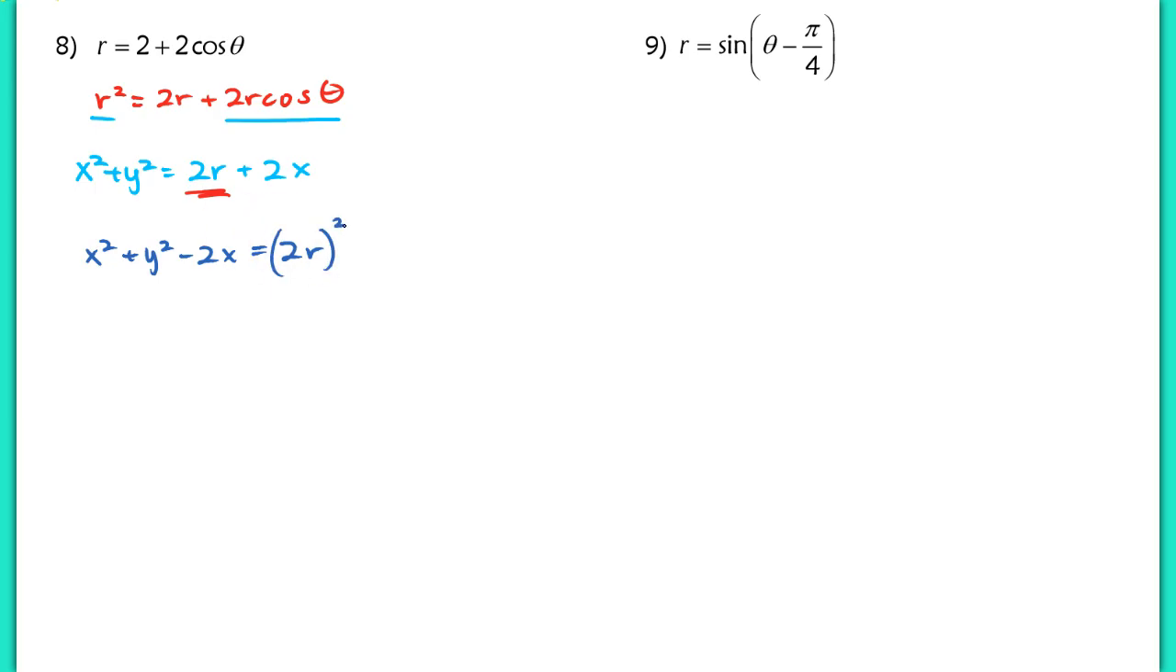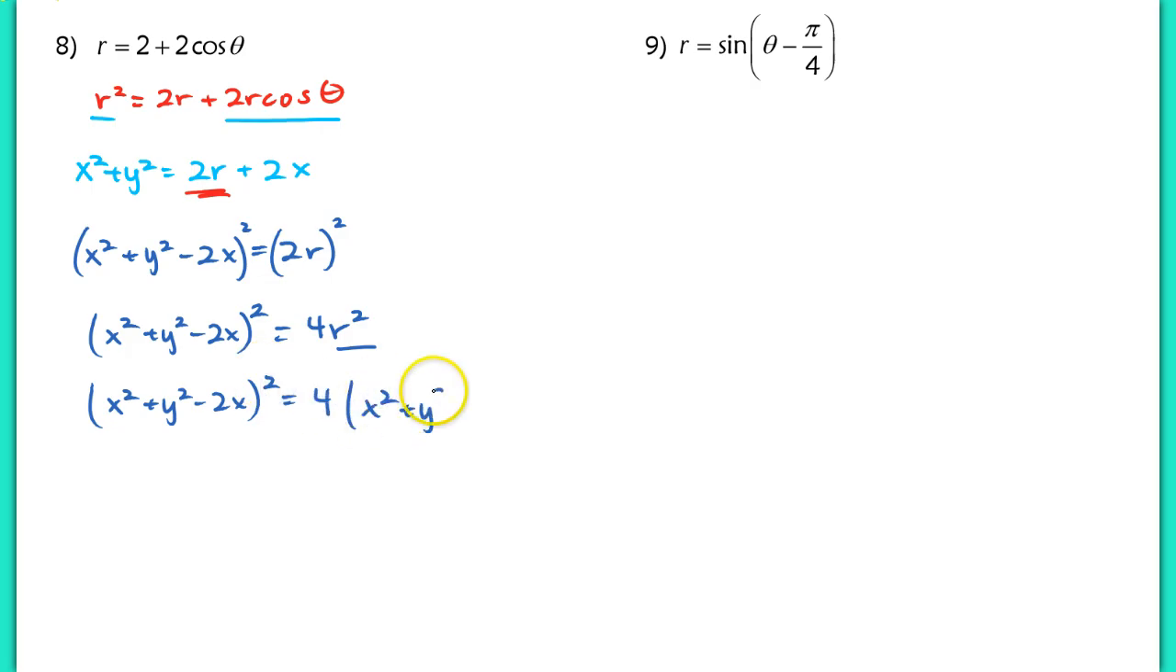Now obviously we can't do that on only one side of the equation, so I'm going to square both sides. Here I'm not going to bother multiplying out all those terms. I'm just going to leave it as x squared plus y squared minus 2x, the quantity squared. But on the right-hand side I'll write 4r squared. Now at this point I can make a substitution. So I have (x squared plus y squared minus 2x) squared equaling 4 times (x squared plus y squared). If I wanted to, I could multiply out all of these terms, but I don't want to do that with you because I think it's a waste of time. And this is just a really ugly form.